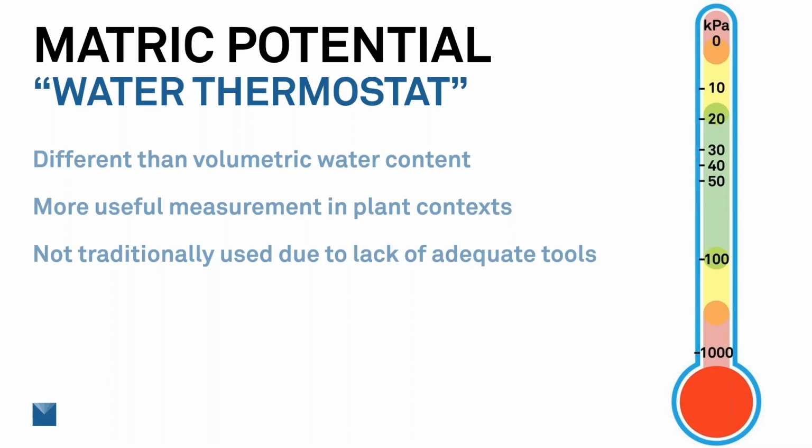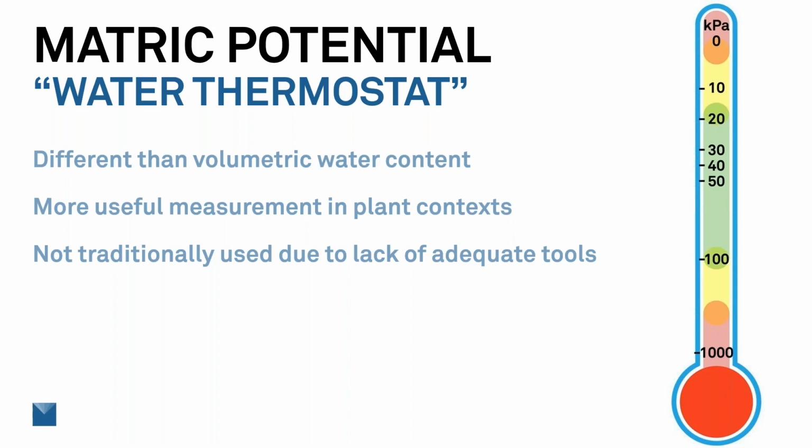So this makes it a much more informative measurement in plant context. And you can think of it sort of as a water thermostat or a water thermometer for plants. So while you might be able to look at the thermostat in your house and see 70 degrees and think, okay, that's comfortable for me as a human being, you can also look at matrix potential and understand whether or not the amount of water in the soil is comfortable for your plants.